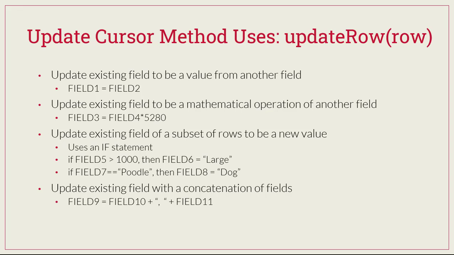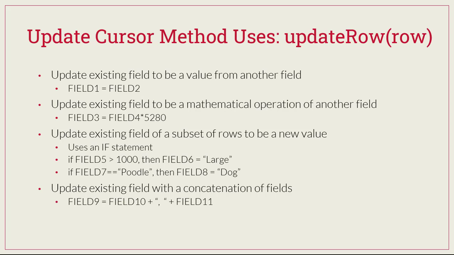This method is used most often for the following purposes. Before we go off and use it, it's a good idea to understand why you might want to use the update row method. If you ever have a situation where you want to update an existing field to be the value from another field, then you would want to use the update row method because you're going to update a row based on specific information. For example, field 1 needs to be equal to field 2. That would be what would get edited and written when you did the update row.